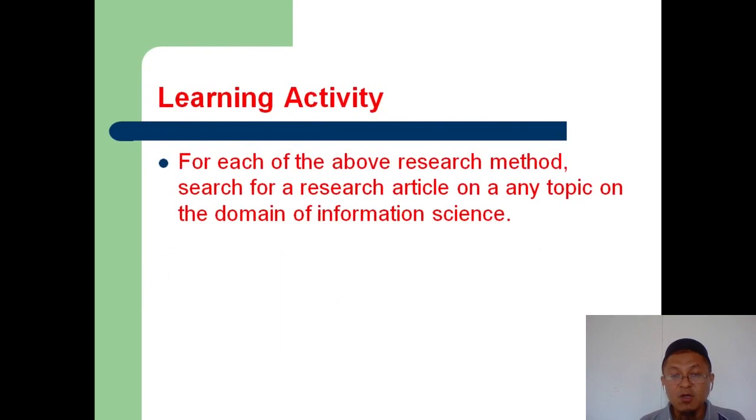Okay, so I have completed discussing all the five different types of qualitative research. To summarize the five of them, we have narrative, phenomenology, grounded theory, ethnography, and case study. As for your assignment, I want you to search for five research articles. Each one will use a different qualitative research method that I have discussed above.